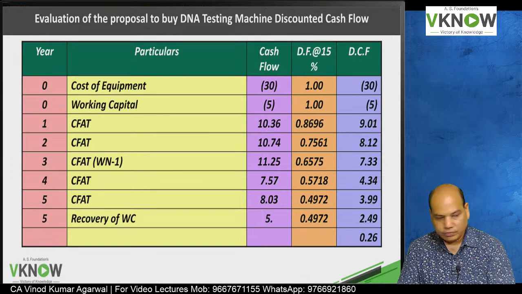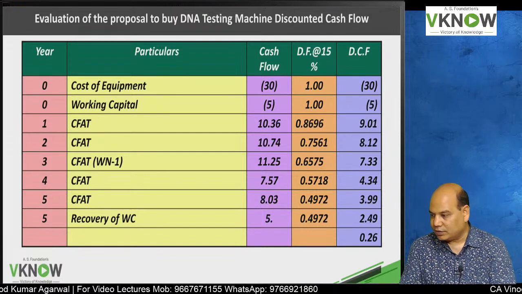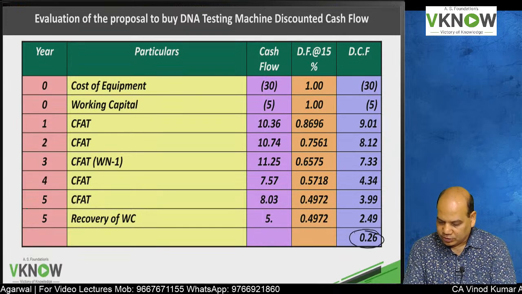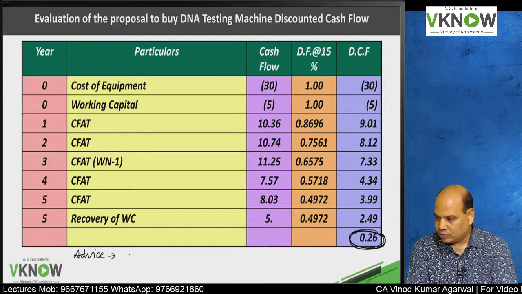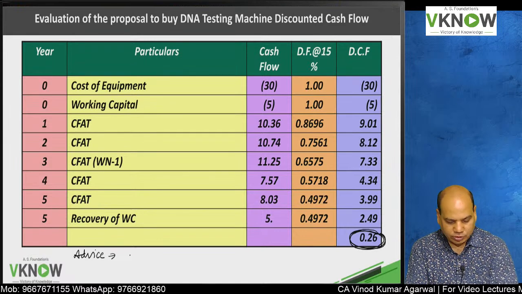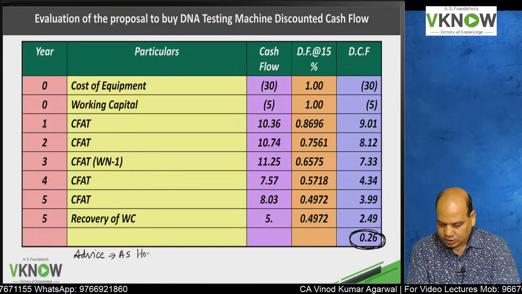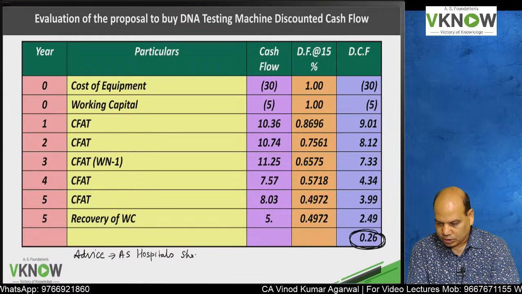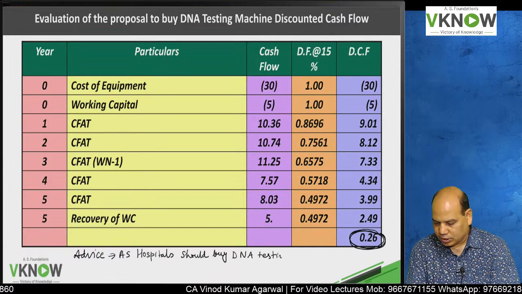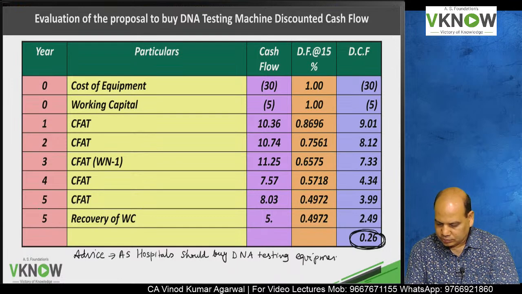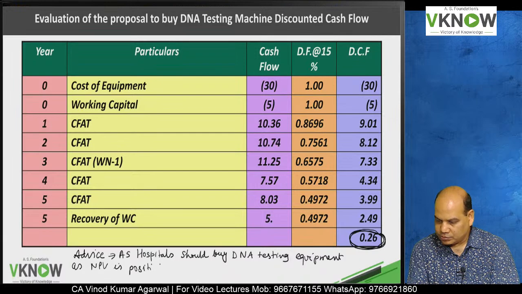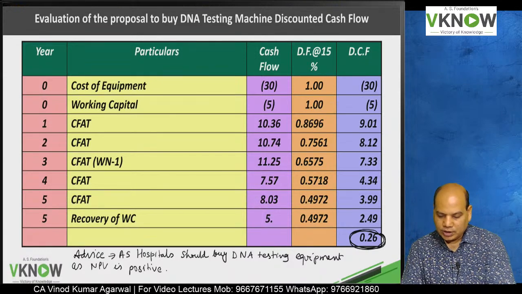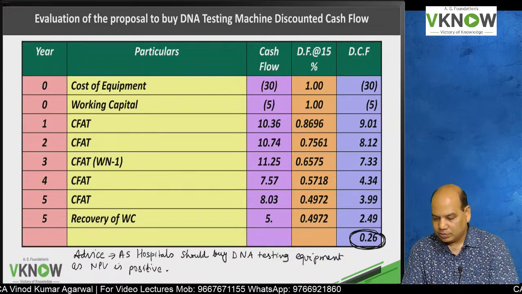Yes, the student has confirmed the answer is right. 0.26, positive NPV. If NPV is positive, what is the advice you will write? The advice would be: ES Hospitals should buy DNA testing equipment as NPV is positive. Is the answer right? 0.26.